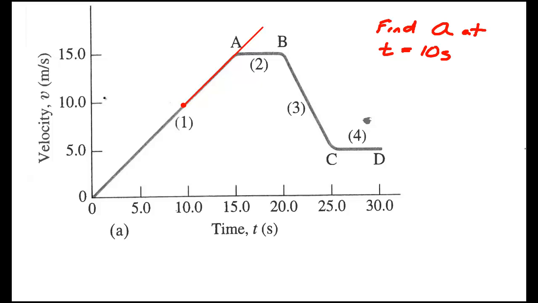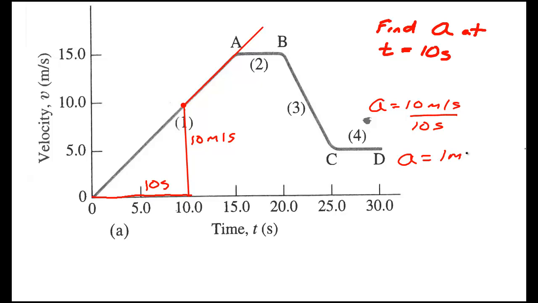And if I look at this one here, it looks to me like it goes about 10 meters per second approximately. I'm not quite at the right place here. Let me move my thing. So about 10 meters per second, and it did that over 10 seconds. That means this distance right here. So A would be 10 meters per second over 10 seconds. So the acceleration was 1 meter per second squared.